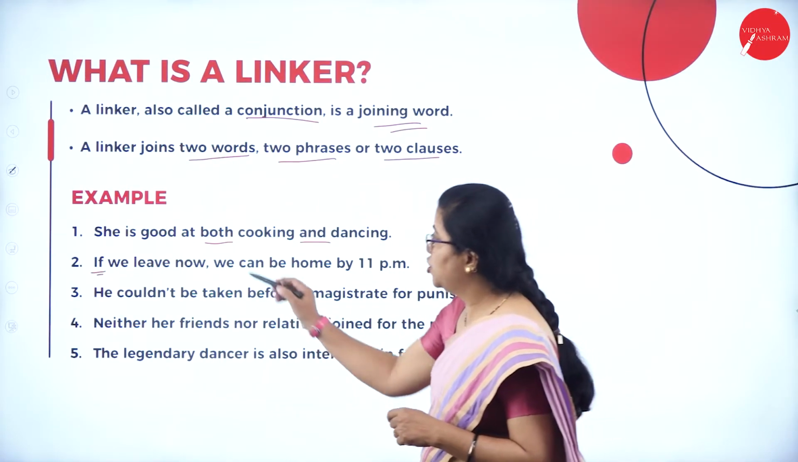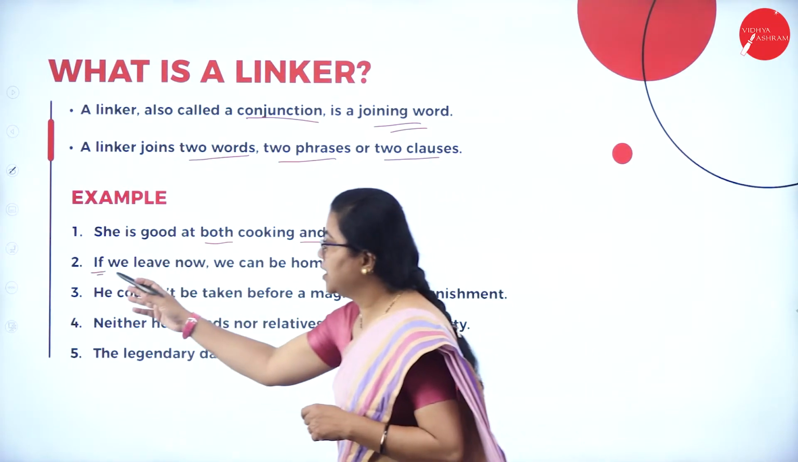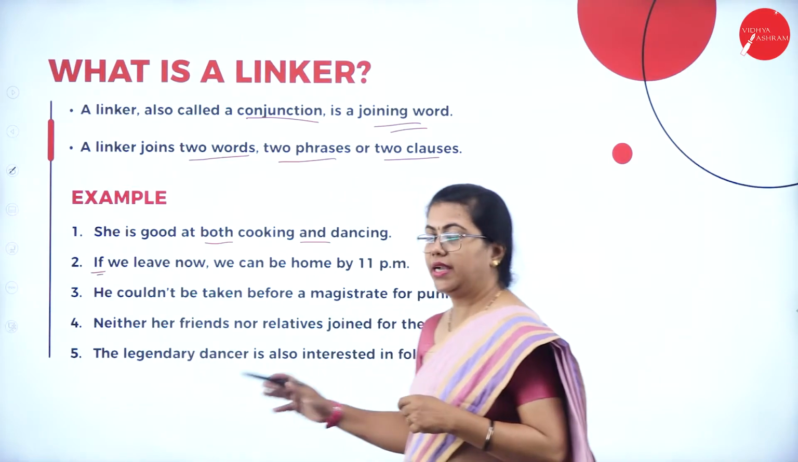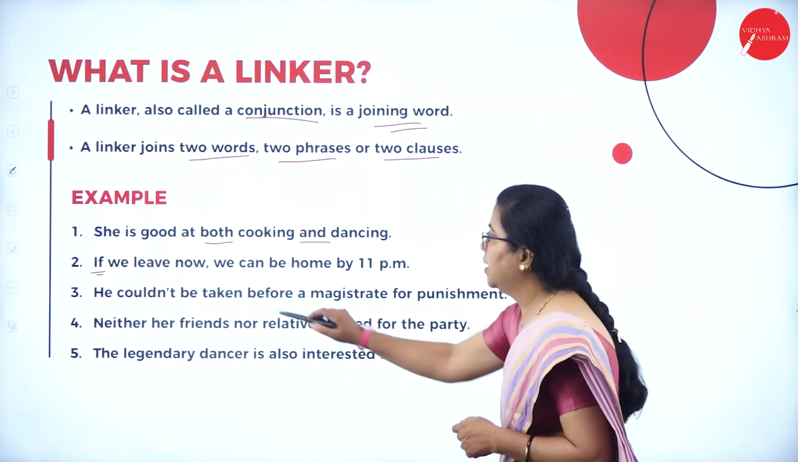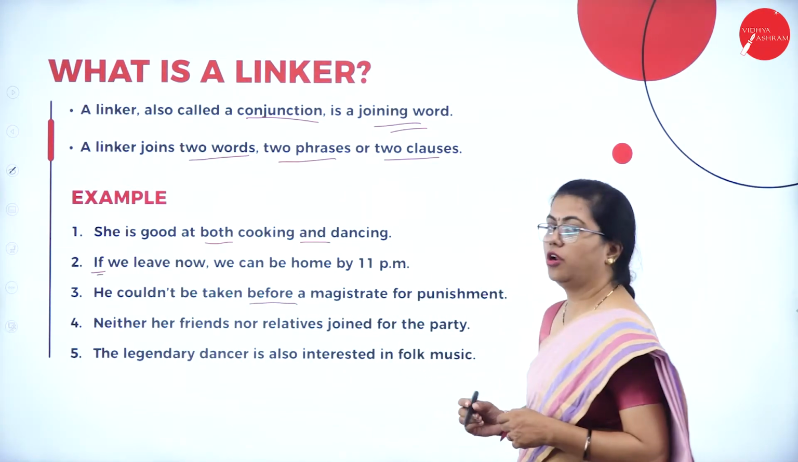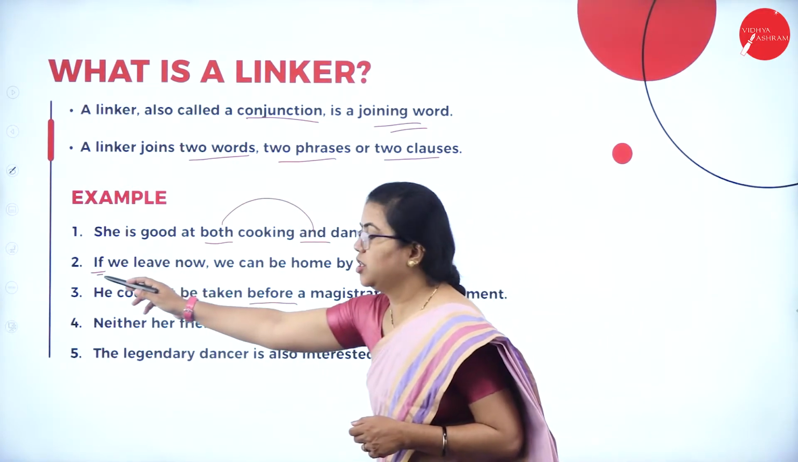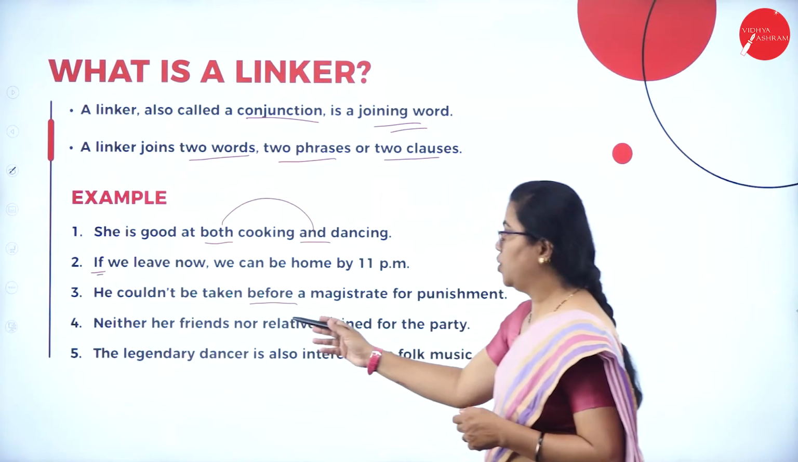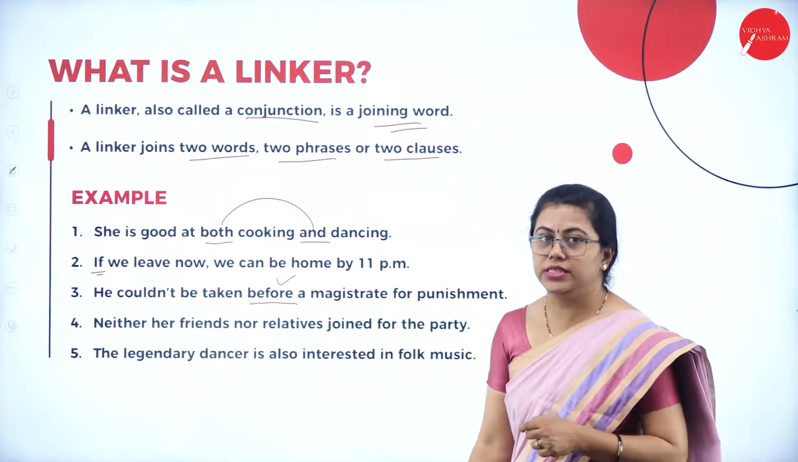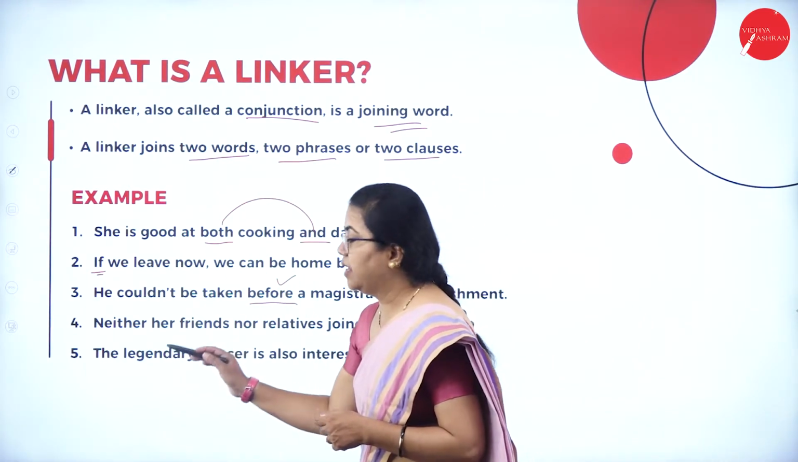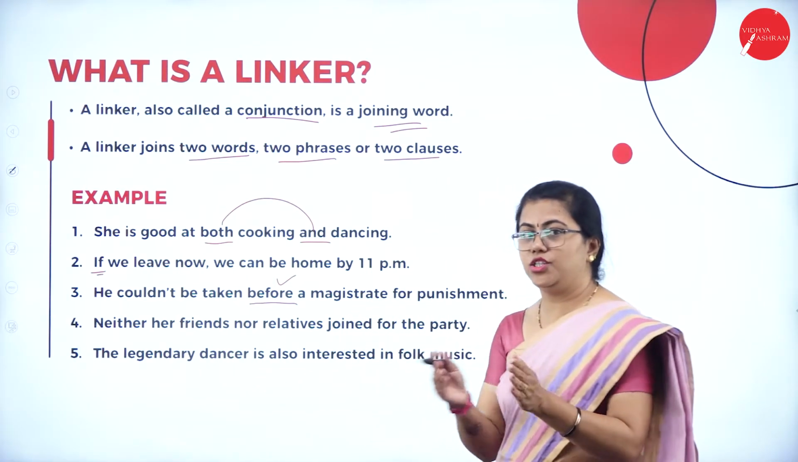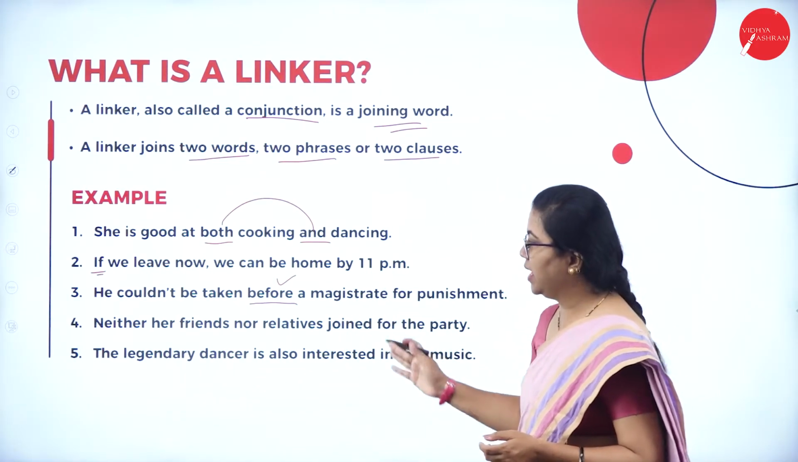You can use a conjunction in the middle. You can use a conjunction in the beginning of the sentence also. He couldn't be taken before a magistrate for punishment. Here you can see only one conjunction in the beginning. Here you can see a conjunction in the middle of the sentence. Then it can be in the beginning and in the middle. That is, you can break the conjunction and use it in the beginning as well as in the middle.